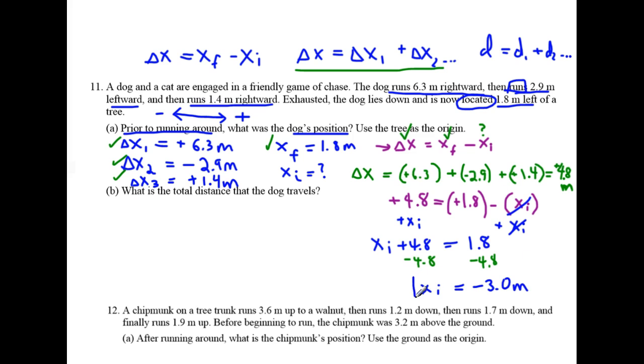So there's the answer. Initially, the dog is 3 meters to the left, negative, to the left of, what's the reference point? The tree. The tree is the origin. So initially, the dog was 3 meters to the left of the tree.